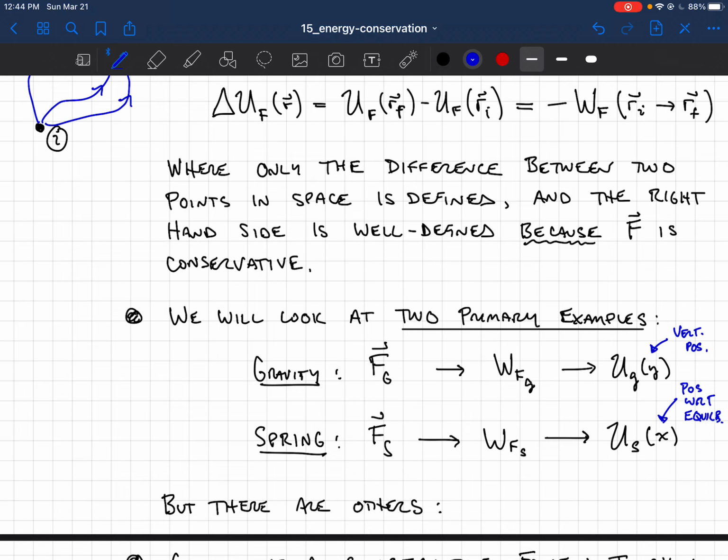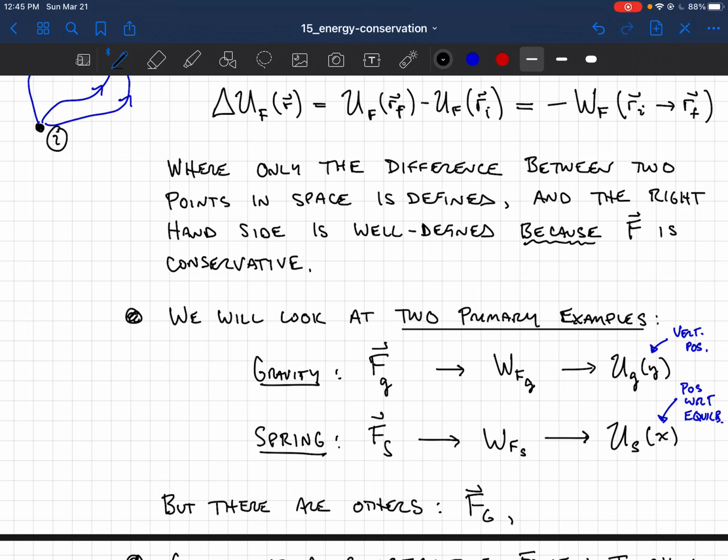So we'll define these two potential energy functions, Ug of y and Us of x, and we'll write them down explicitly. But there are other forces that are conservative. So I shouldn't have written a big G here. What I meant was the force of gravity, little g, that we see on the surface of the Earth. However, F big G is another example. So the force between two planets is the force of gravity, and we already talked about how that was really the same thing as the force of gravity we see on the surface of the Earth, and that is a conservative force. There are other conservative forces.